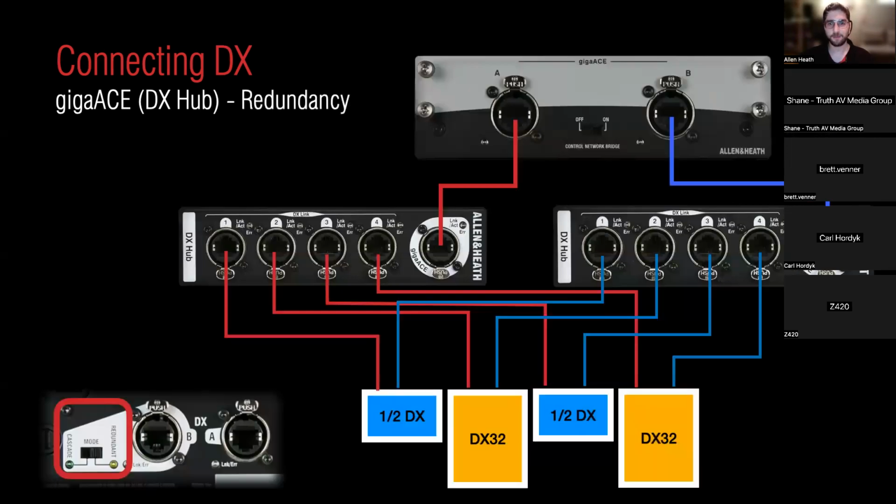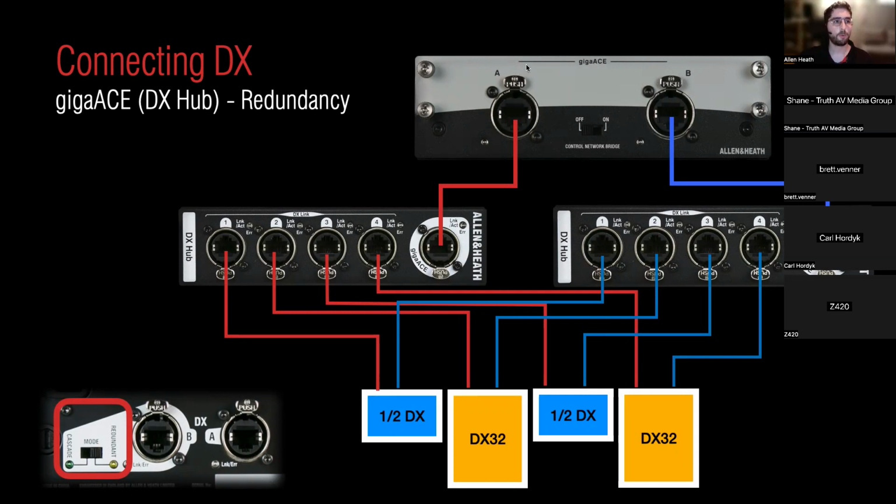And so you might be asking yourself, how do we do redundancy if we have DX hubs? And the way to do it is using 2 DX hubs. So you'll see that a GigaAce card that you install in your Avantis or DLive has an A and a B port. And these aren't meant to connect to two separate things. They're meant for redundancy only.